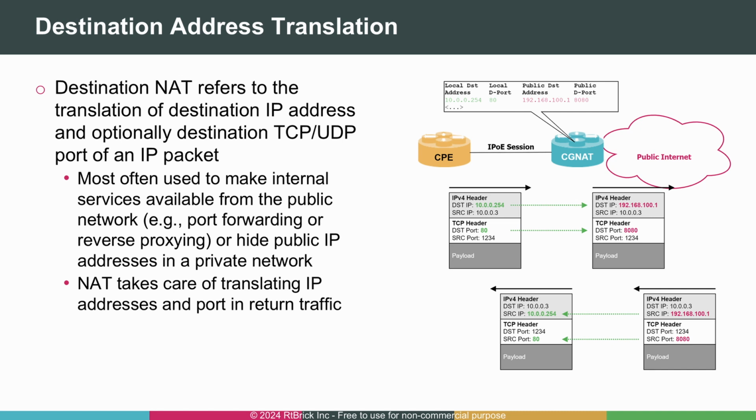To ensure proper return traffic flow, destination NAT is typically paired with source NAT or masquerading. This pairing prevents asymmetric routing, where response packets might bypass the NAT device and get dropped by external clients expecting replies from the public IP. In some cases, destination NAT can also be used to mask public IP addresses within a private network, adding an extra layer of abstraction and control.